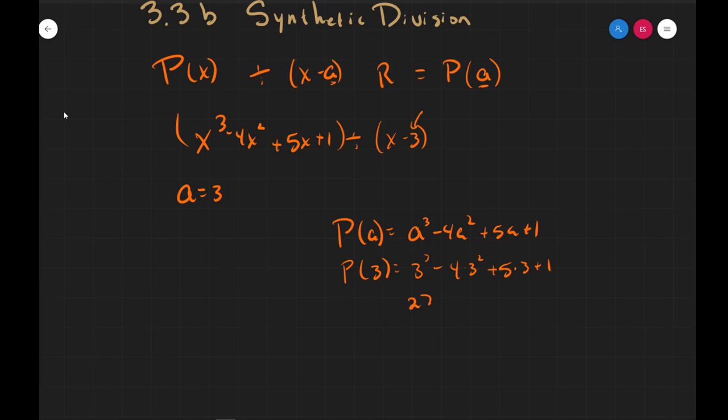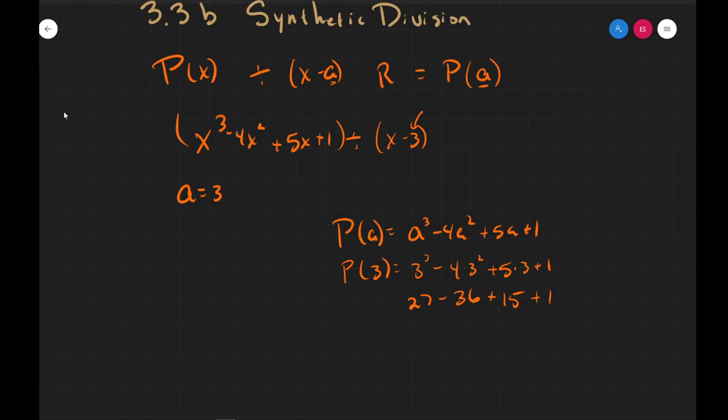3 cubed is 27. Let's see, 4 times 9 is 36, plus 15, plus 1. So we get 27 plus 15, which is 42. 43 minus 36.